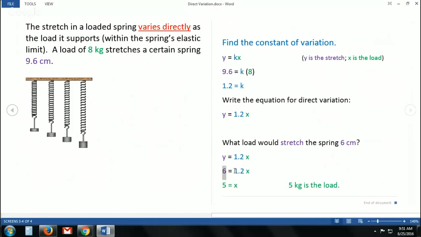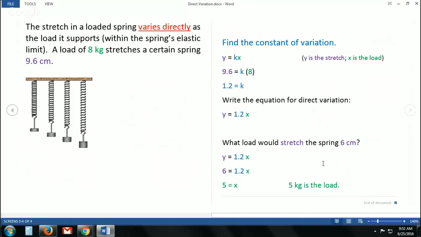Our constant of variation was 1.2, and we're trying to figure out what load we need to put in order for this 6 centimeter stretch to happen. If we take this equation and divide both sides by 1.2, the constant of variation, it looks like 5 would be the result. So 5 kilograms is the load that we need to stretch our spring by 6 centimeters.